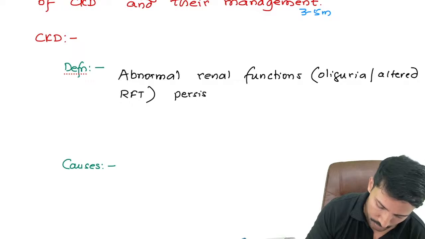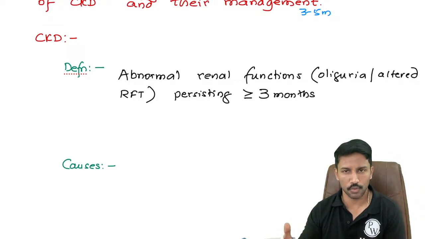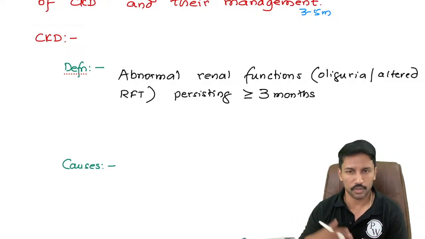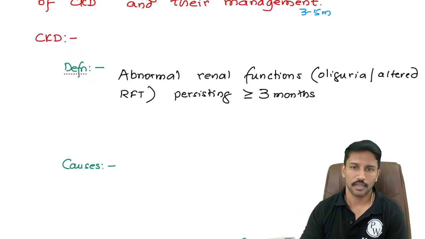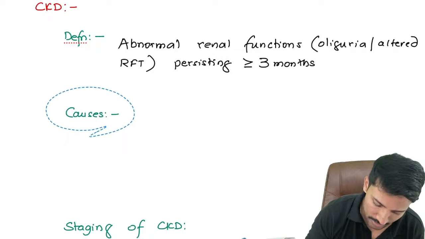persisting for more than or equal to 3 months. So if creatinine is high for 3 months or more, blood urea is high for 3 months or more, or urine output is low for 3 months or more, then we will call it chronic kidney disease. Okay. So what are the causes for chronic kidney disease?